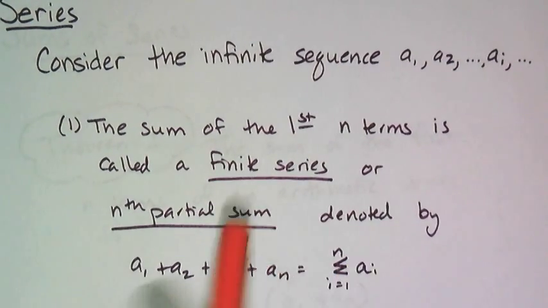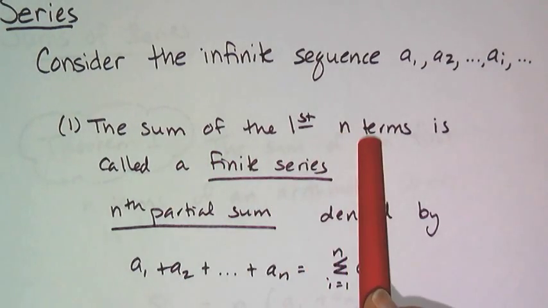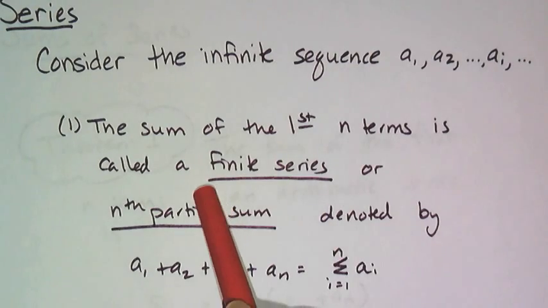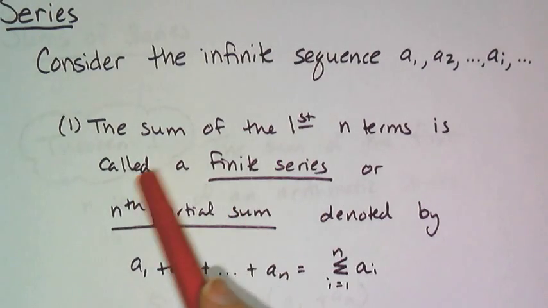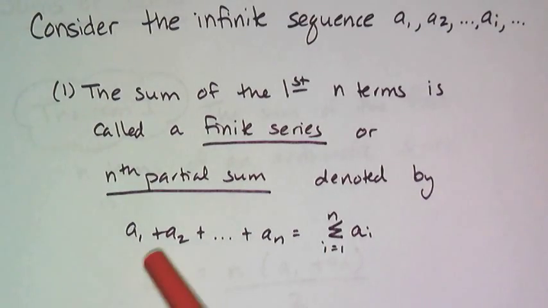So here are the definitions of a series. First, we have the finite series, which is just the sum of the first n terms of a sequence, also known as the nth partial sum, which showed up in your last class activity. And it is, of course, denoted by a sub 1 plus a sub 2 plus dot dot dot plus a sub n, and that can be written in sigma notation like this.